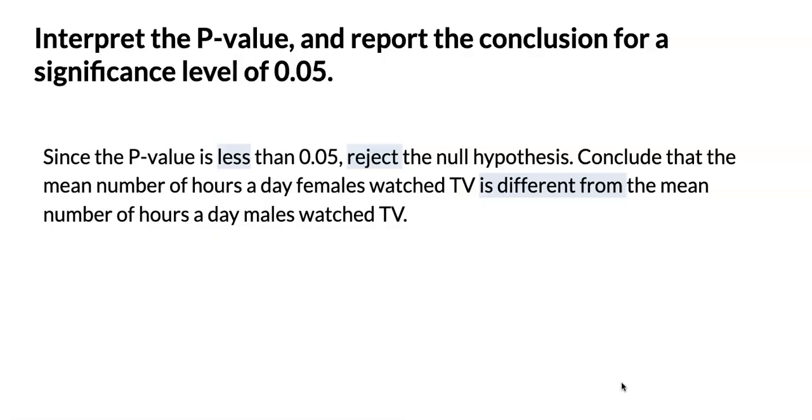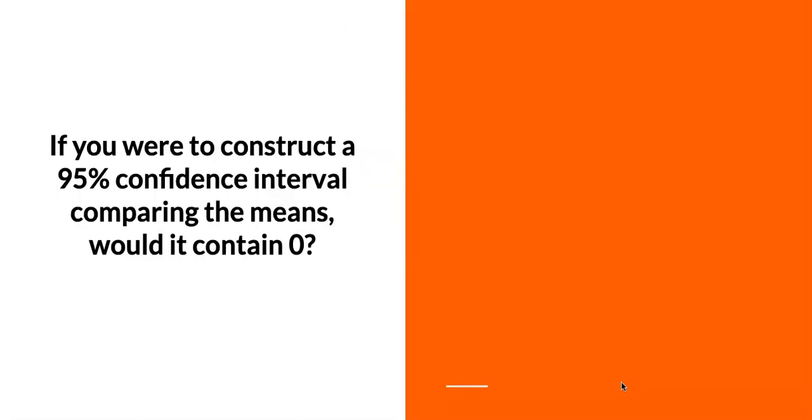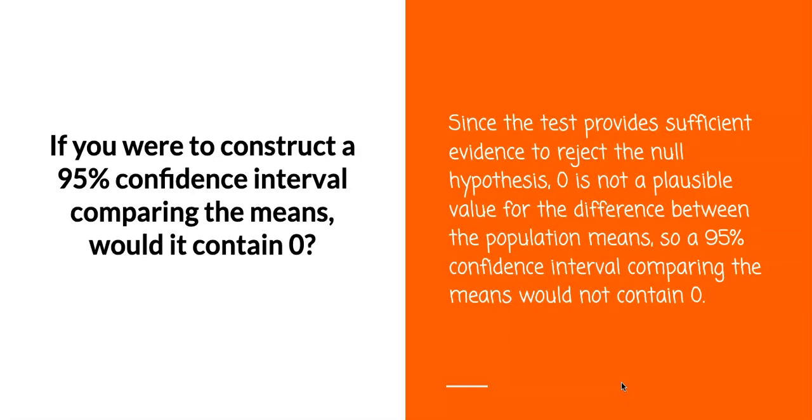Because we just rejected, they're different. So if they're different, will we capture that 0, meaning no difference, in our 95% confidence interval? Since the test provides sufficient evidence to reject the null hypothesis, 0, no difference, guys, is not a plausible value for the difference between the population means. So a 95% confidence interval comparing the means would not contain 0. I think it's going to be on the right side because females were a higher number.